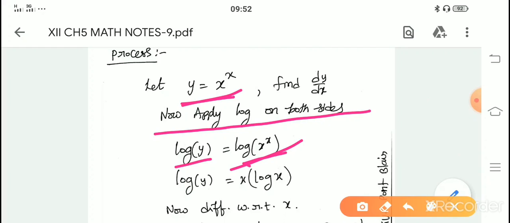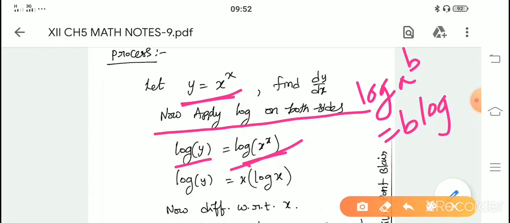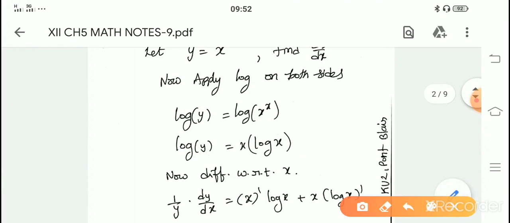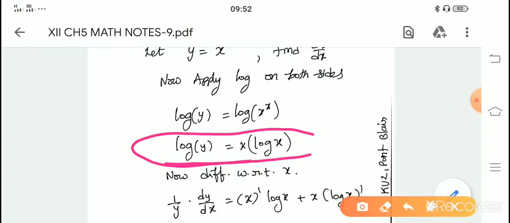The third formula, which is log a power b is equal to b log a. So this exponent x is coming before the log x. The third formula was applied here: log y is equal to x log x. Now differentiate. This is an implicit function. Now differentiate on both sides with respect to x.